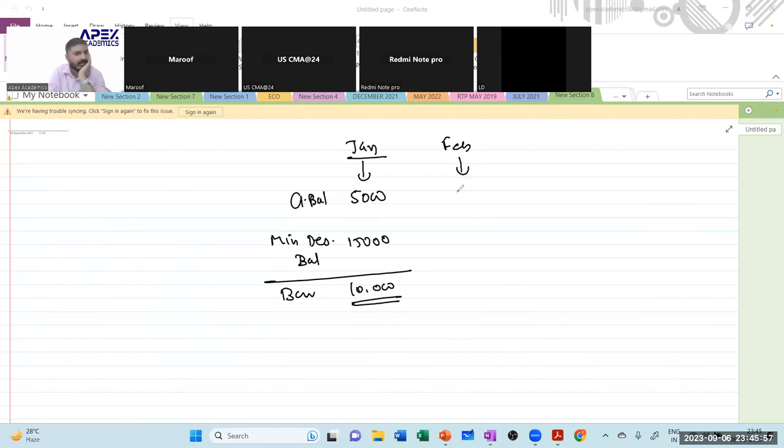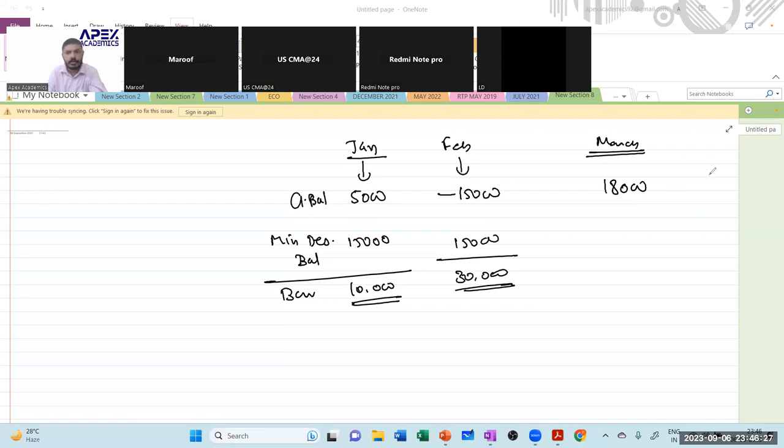Minus 15,000 I'll take. What is your minimum desirable balance? 15,000. How much will you borrow? 30,000. No, sir, I'm not asking about the borrowing. I'm asking, suppose my minimum balance is such that I have to borrow, right? Suppose a month comes, say March, where I don't need to borrow. I have a surplus amount. Let's say that the closing balance for March is 18,000. Your surplus is 3,000.